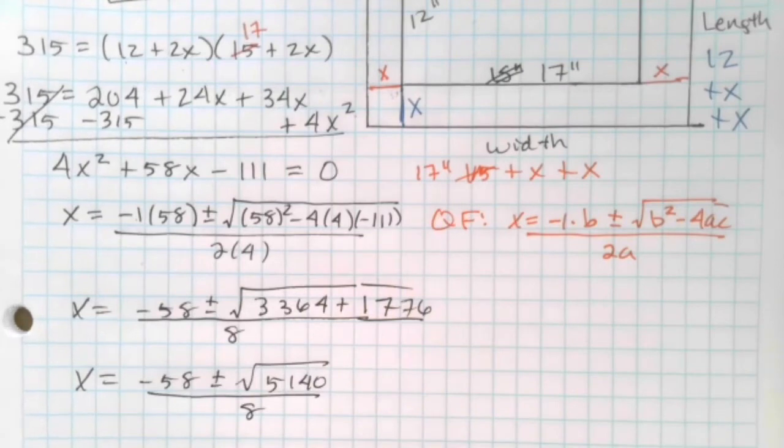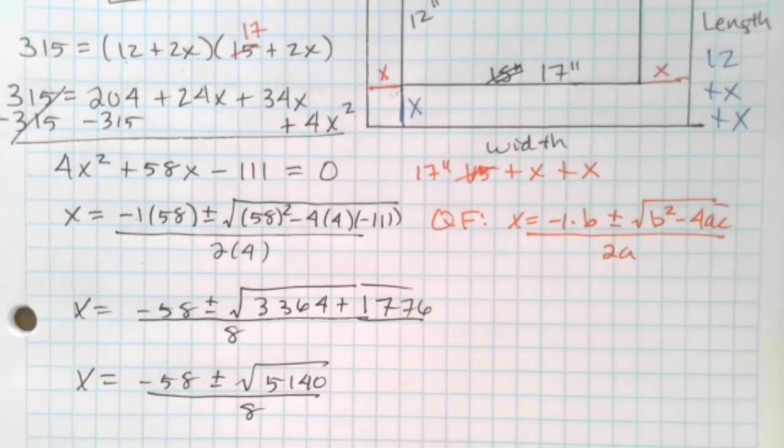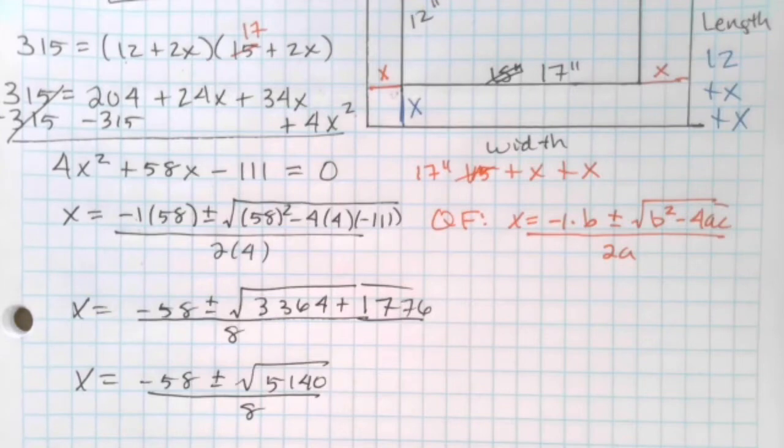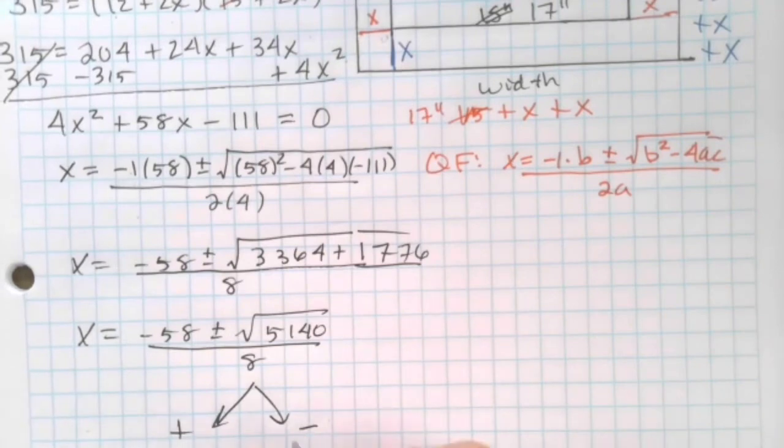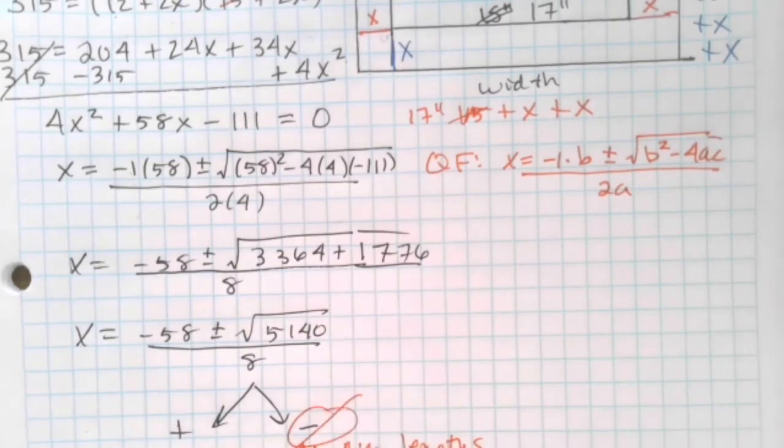Now here we have two different possible answers. However, x is supposed to be a length. If I take -58 minus whatever I get, I'm going to get a negative value. So even though you technically get a positive and a negative side, there are no negative lengths. So the negative side gets to be disregarded.